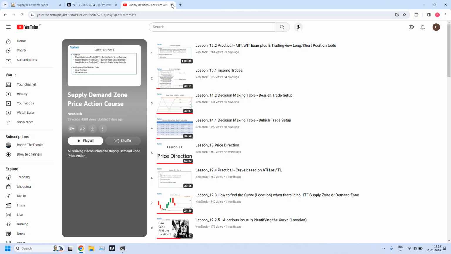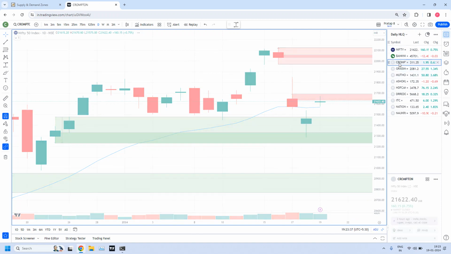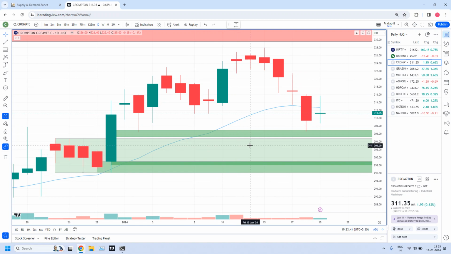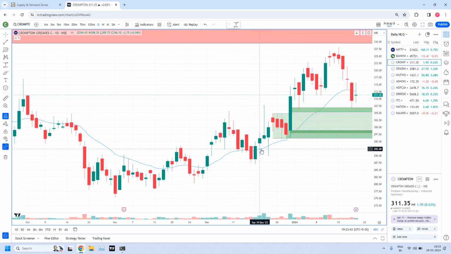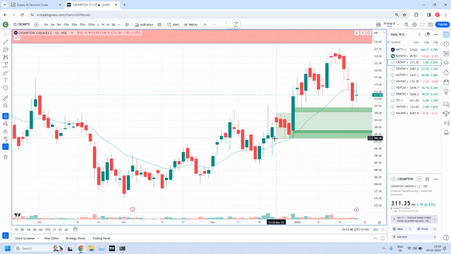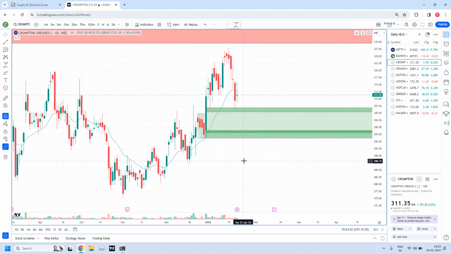Now let us get into the analysis part. Yesterday we identified 9 high liquidity zones from daily time frame and 75 minutes time frame. So let us look into them one by one. The first one is Crompton. Crompton is moving between high liquidity demand zone and high liquidity supply zone. That means in this stock we can find both long as well as short opportunities.